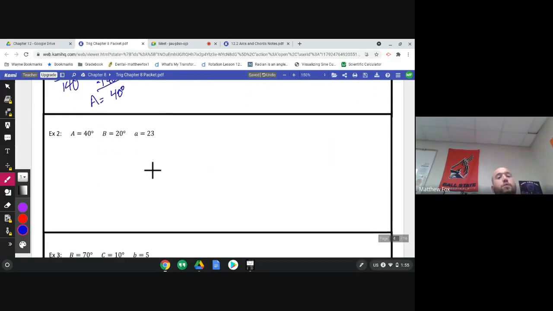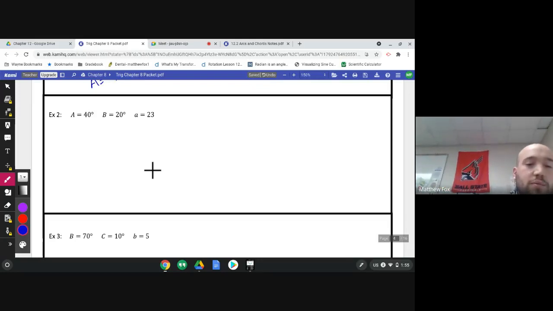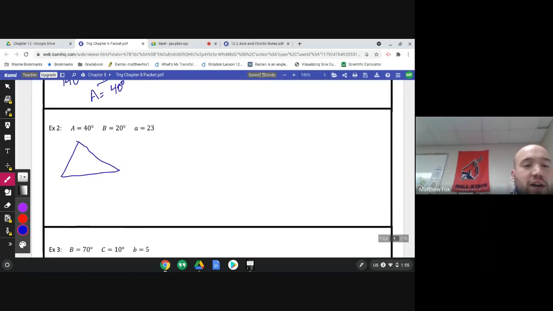Now in example 2, similar approach, except we don't have a picture. So the first thing I would do if I had this problem is start by drawing your picture. Now, it's up to you. I know on the example in the front, we had the letters on the inside. I kind of like to put them on the outside as my vertices, so that way we can see them. Now, this picture is not drawn to scale.